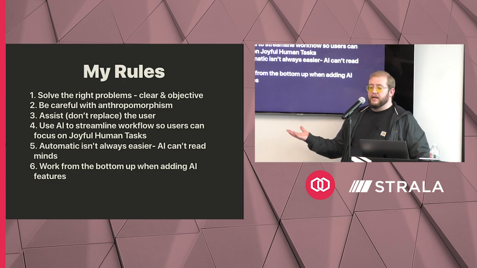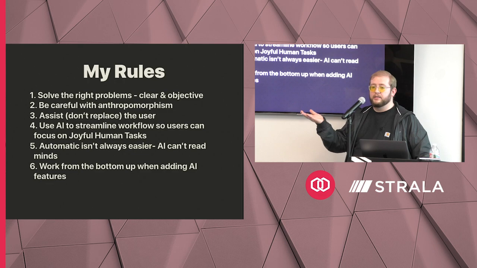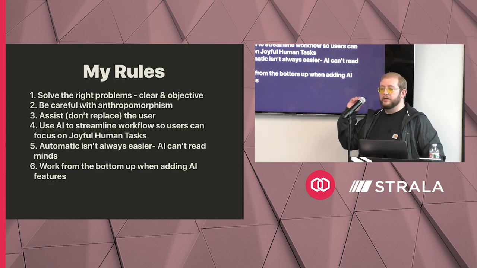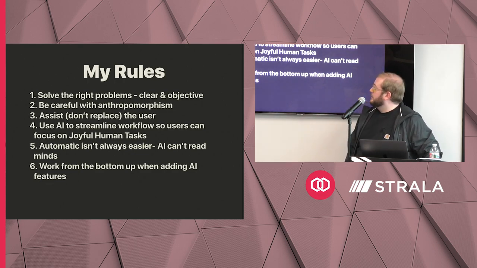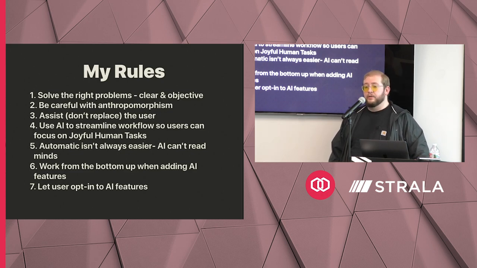Work from the bottom up when adding features. That's just the idea of find one thing you can do well and build on that a step at a time, instead of throwing all the spaghetti at the wall and seeing what sticks. And then let the user opt in, or conversely opt out, of AI features in your product.